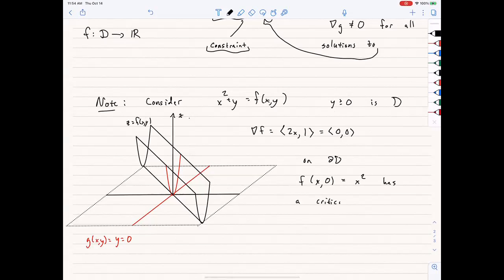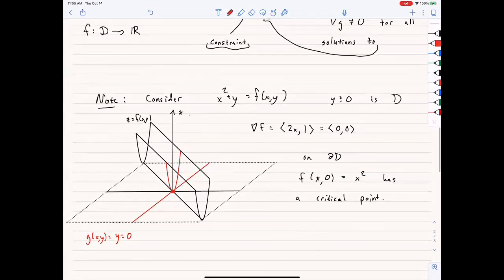So here, I need to use the language very carefully. I need to say this point that I'm interested in, this particular point here, namely the origin, is a critical point of f restricted to the constraint, restricted to the boundary of D, or restricted to y equaling 0. It's not a critical point of f on the whole space, just when I restrict it to this constraint. Is that clear? It's a very subtle point, but okay.